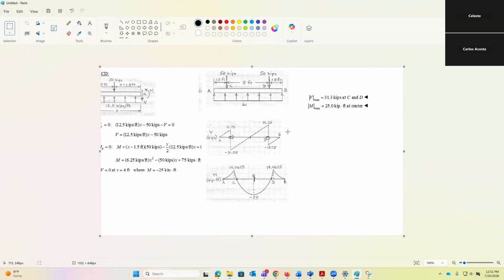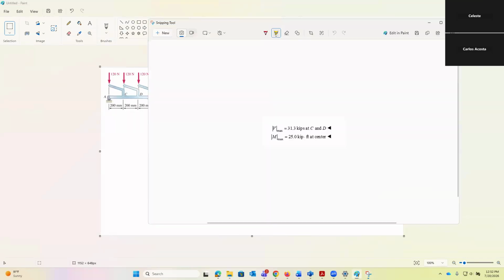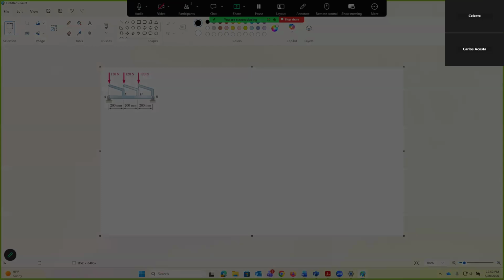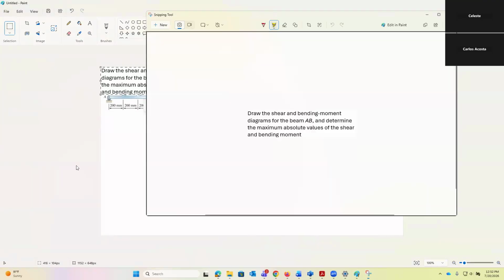All right, cool. So review this problem. I'm going to do one last one very quickly because we only have like 9 minutes. So let's do this one. Again, draw the shear and moment diagram for this problem.